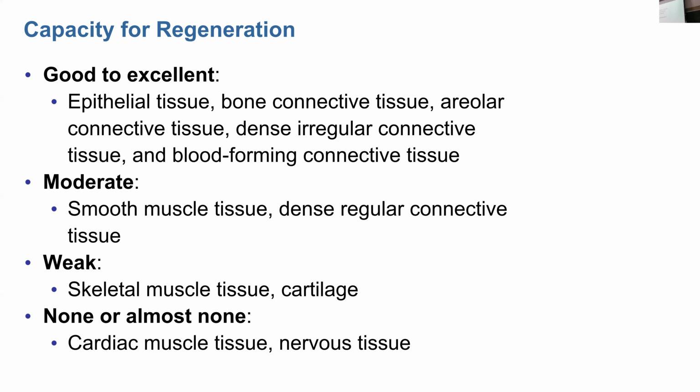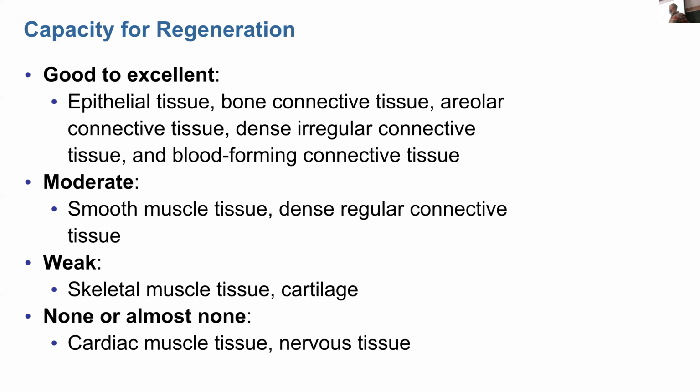That's super great. Where would dense irregular connective tissue be? Let me think for a second. Dense irregular is actually the connective tissue that's part of your integumentary system and underlies your skin, right? So it provides structure and support for your dermis and epidermis. And it can heal up really well if you get a scratch on your arm or whatever.